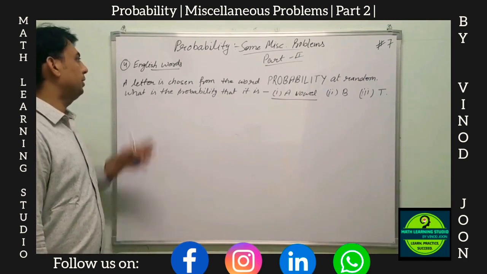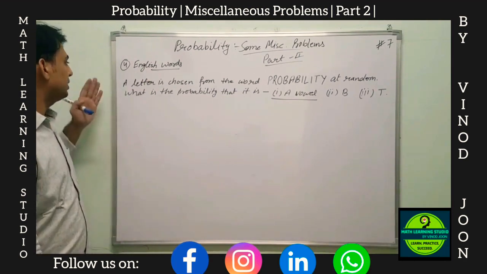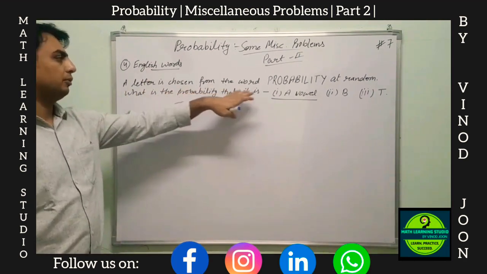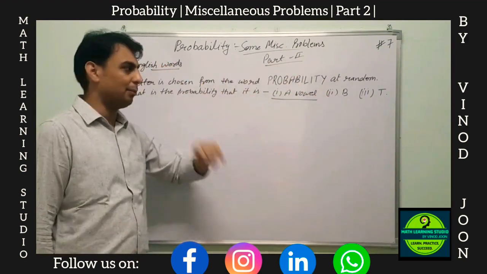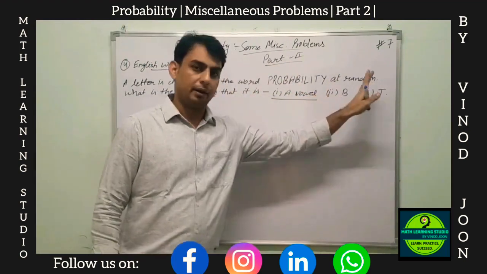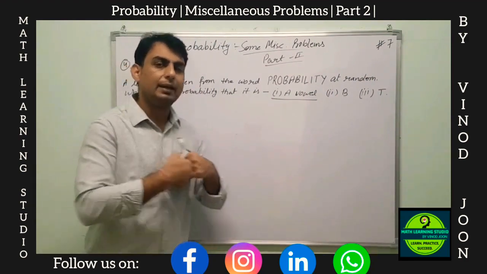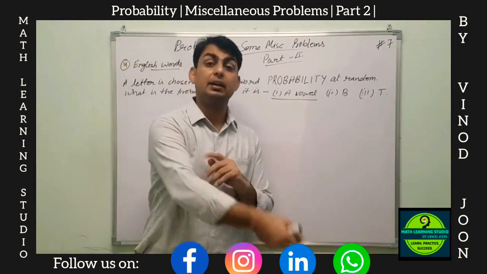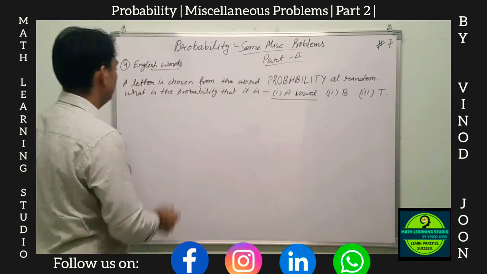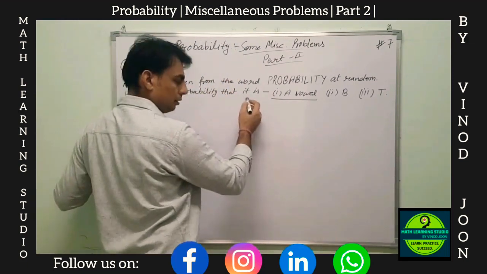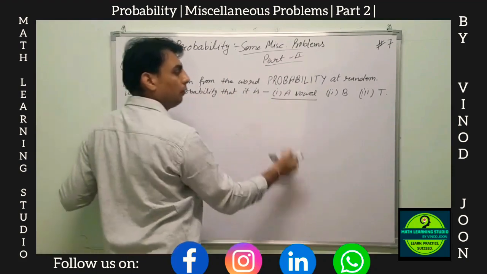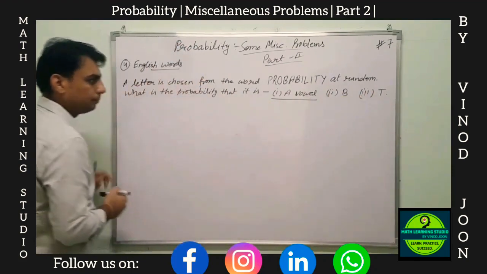Now we have a question based on English words. This question says that a letter is chosen from the word probability. I have taken this word at random. It is like we made the spelling of the word probability into cards, spread them, put them in a bag, and randomly one card has to be taken out. Then what is the probability that the letter chosen is a vowel or is B or is T?